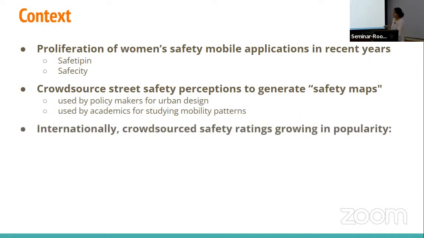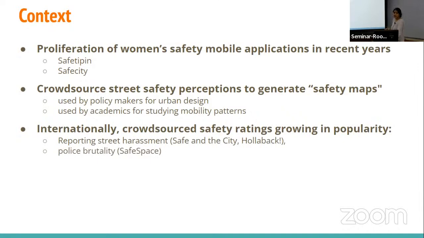And this is, of course, not just in India. Crowdsourced safety ratings have been growing in popularity all over the world. So I'm just giving you some examples of international mobile phone applications. There's an application called Safe and the City, and Hollaback. These are for reporting street harassment. There's, on the other hand, police brutality, and general neighborhood safety. There's an app called Citizen. So these are mobile phone applications that are collecting data to see how safe you feel.